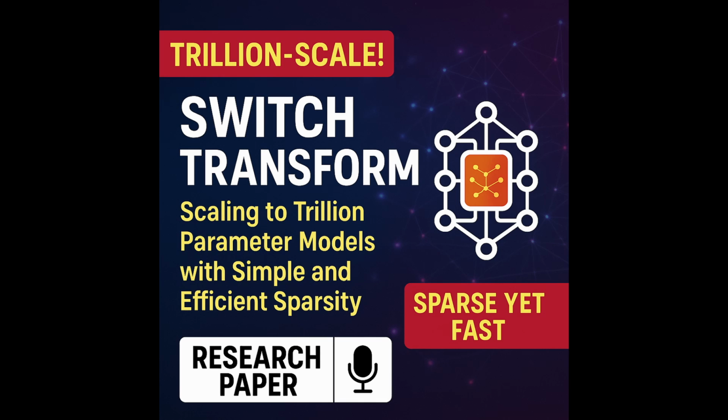Especially in the routing mechanism. Okay, so how did they make sure that the training was stable? All right, so they came up with a few techniques.